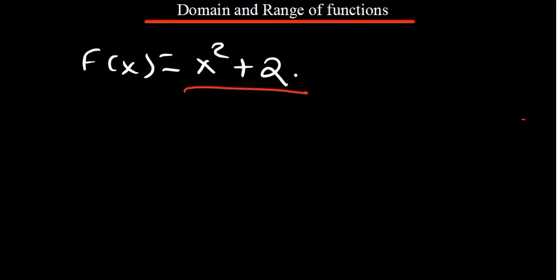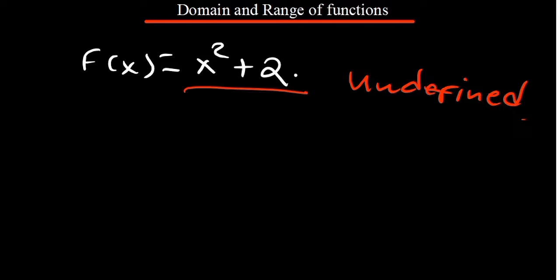Of course, in this function, we don't expect to have any value that is going to make this function undefined. But as you'll see in the next questions, there are going to be values of x that can make it undefined. In such a case, we exclude such values as not to be part of the domain. So what is the domain and the range of this function?